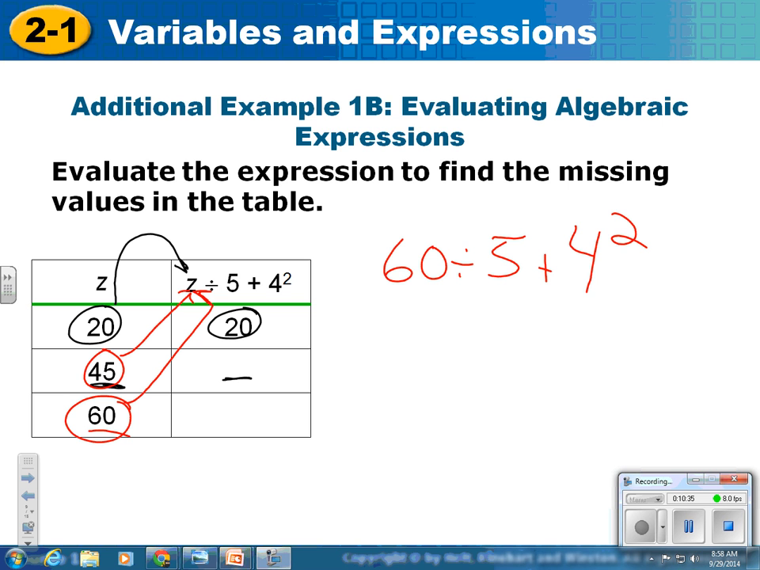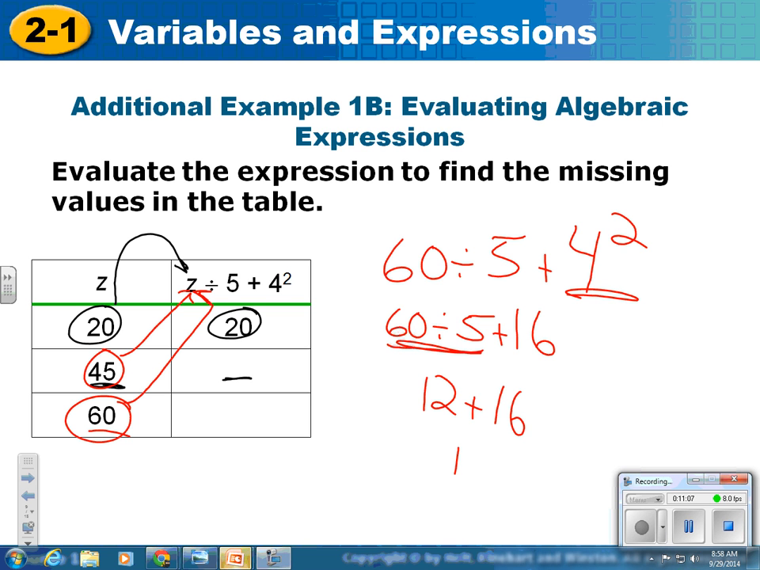In order to show your work, you have to show one step at a time that you do. So your first step is this right there, 60 divided by 5. Everything else stays the same except for the one step you're doing. Plus 16. 4 to the second power is 16. Then our next step, we're going to do this part of the problem. 60 divided by 5 is 12 plus 16. And then we solve that, and it's 28.